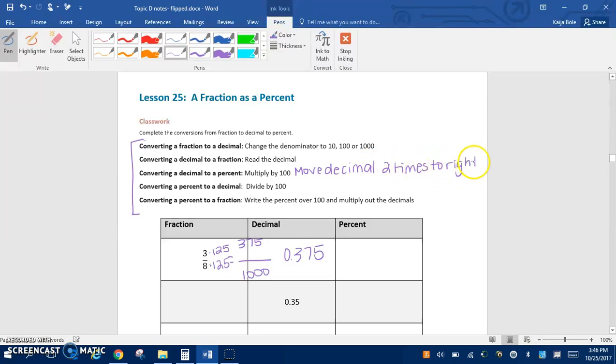Alright, so if we look at 0.375, if we write 375 thousandths as a percent, we're just going to move that decimal over twice, so we would get 37.5%. I'm going to write it on the outside here. And we can have 0.5 or half of a percent.